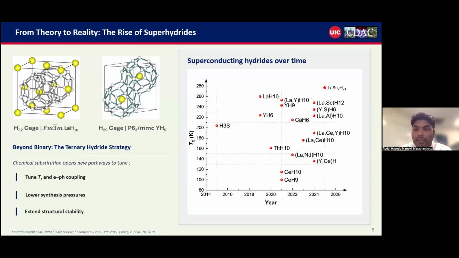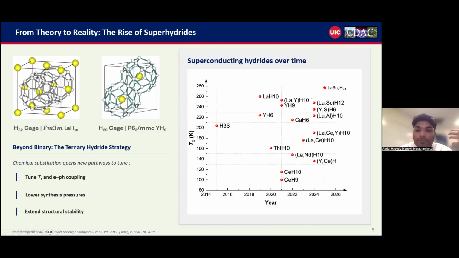Experiments followed rapidly. Look at the chart here. From 2015 to 2020, the field was dominated by binary hydrides such as H3S, LaH10, and YH6. Then after 2021, the chart explodes. Almost every new entry is a ternary or multi-component system, such as LaYH10, lanthanum cerium hydrides, lanthanum scandium hydrides, and even yttrium sulfur hydride, and more. The pace of discovery accelerated dramatically in the last 5 to 6 years.